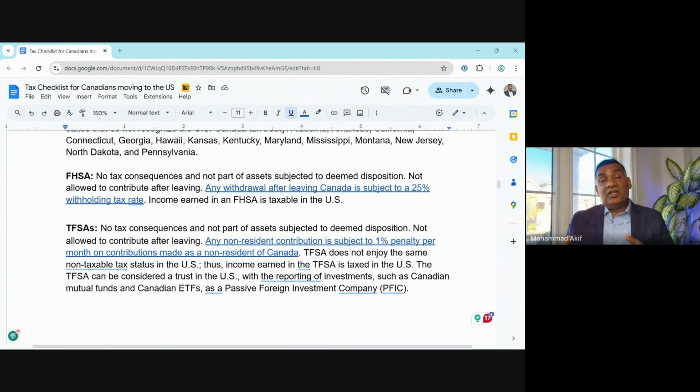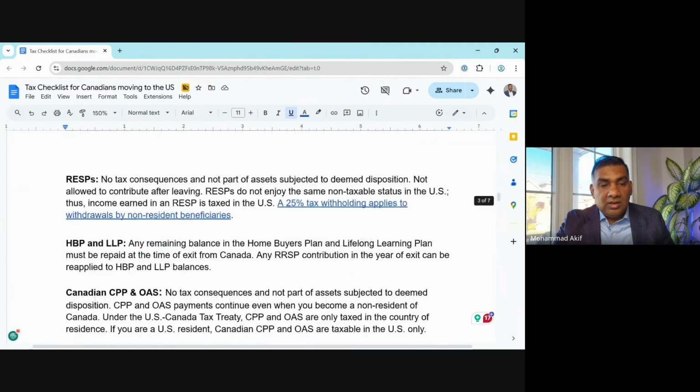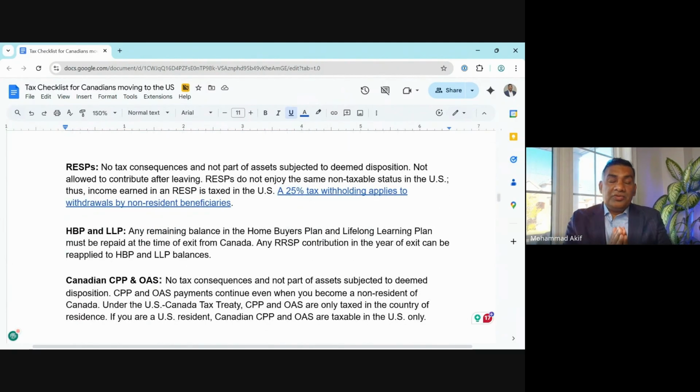The penalties on the U.S. side are huge when it comes to foreign reporting. So make sure you find a professional that can really help you, right? So TFSAs are in the gray area. If you can, before you move, close those accounts. All right, so let's move on to the next one. RRSPs, again, no tax consequences, no deemed disposition. You cannot contribute once you leave.